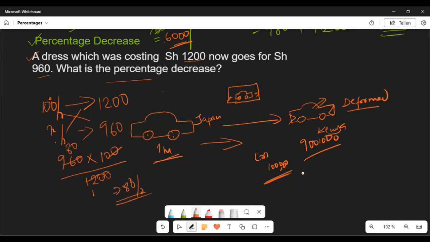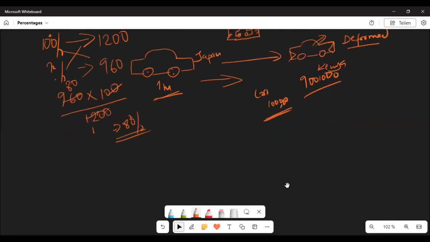Now, if we sold the product at 80%, then to get our answer we have to say 100% minus 80% gives us 20%. So this dress was sold at a 20% lower price. That is the percentage decrease. That is the calculation that we work with.